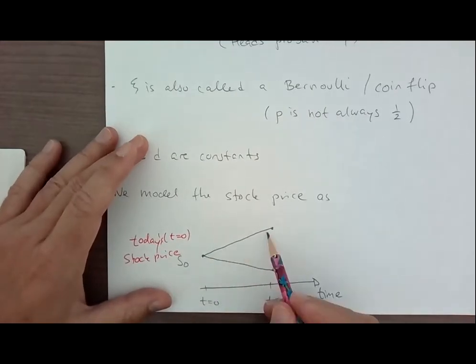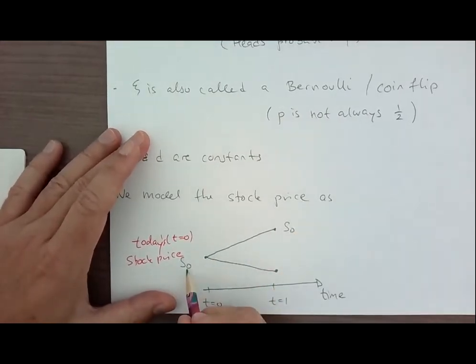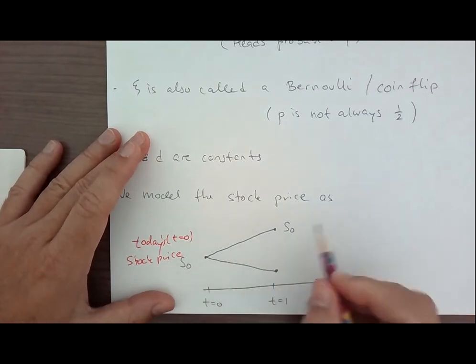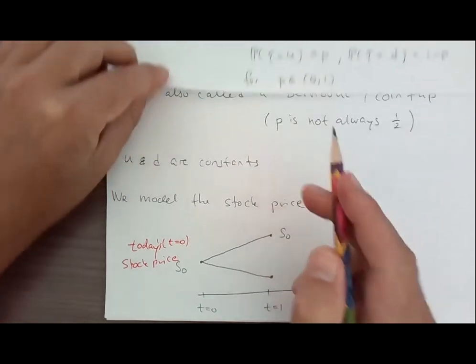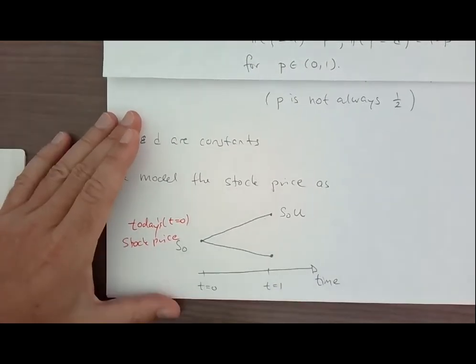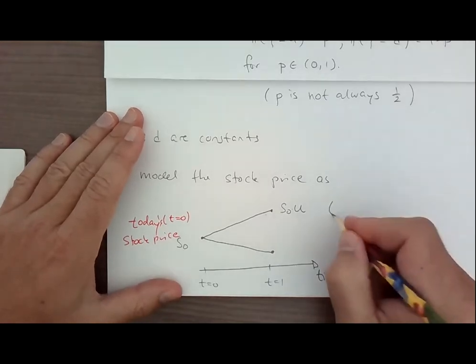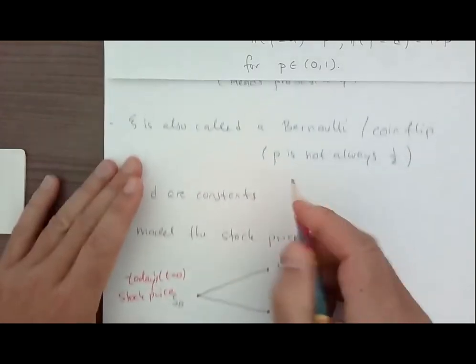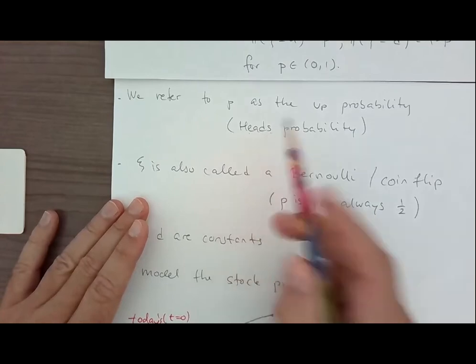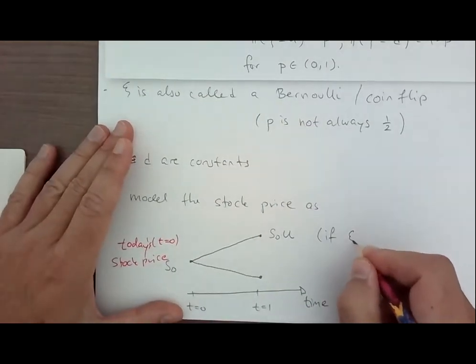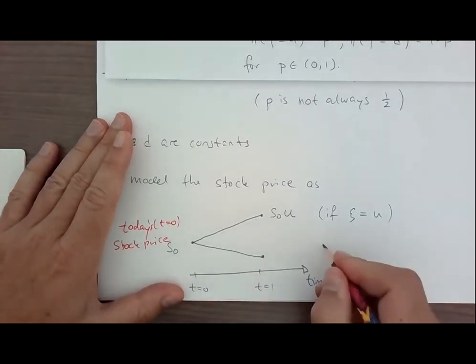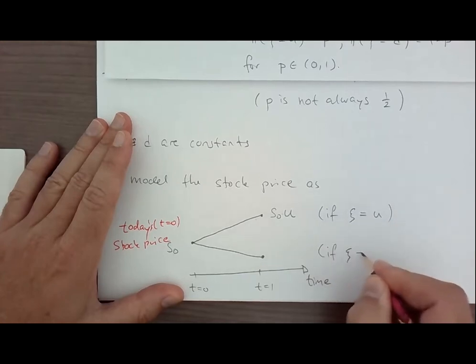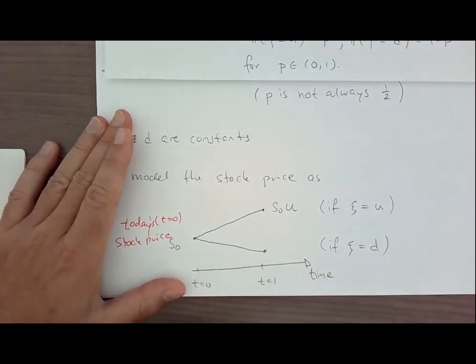And so if it goes up, that means that it goes from being S0 to being S0 times this coefficient u here. This happens if we get heads, if psi is equal to u. And the other one is, well, it's either going to be u or d. And so here we'll get S0 times d.